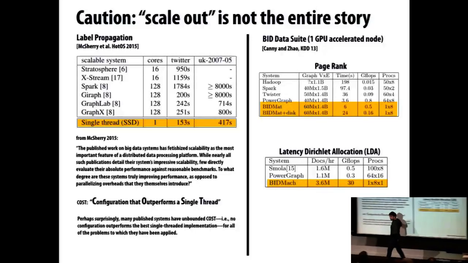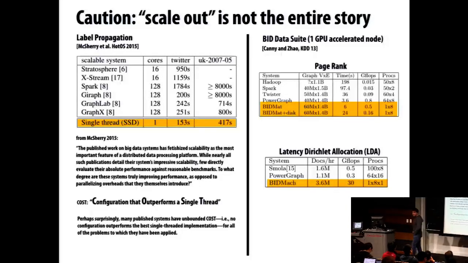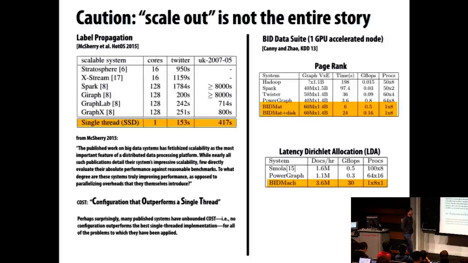The conclusion for this paper is a very useful conclusion for everybody to have in mind, especially in their projects. The published work on big data systems has prioritized scaling out to as many nodes as possible. And it's unclear to what degree these systems are truly improving performance, or are they just parallelizing the overheads that they themselves created?